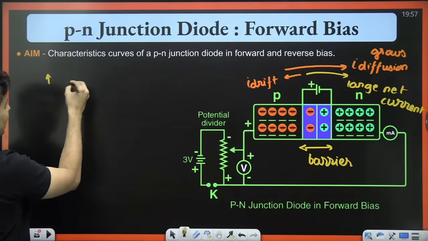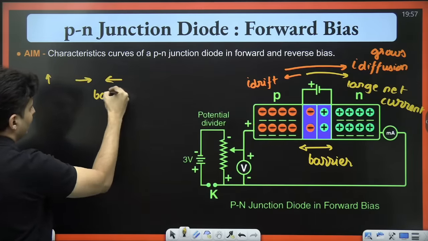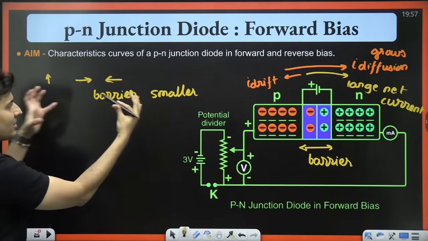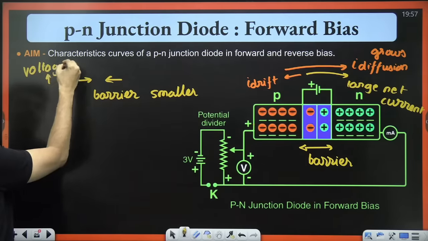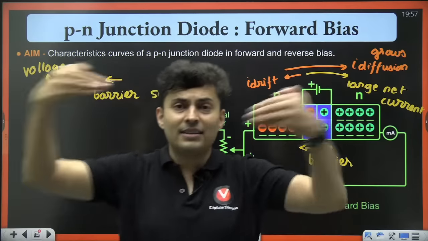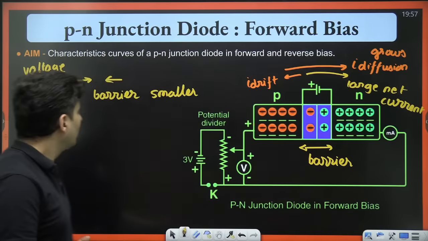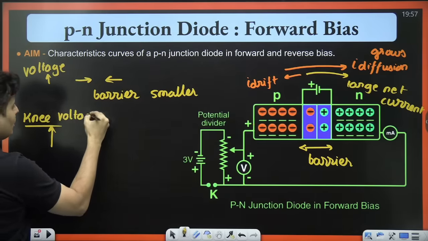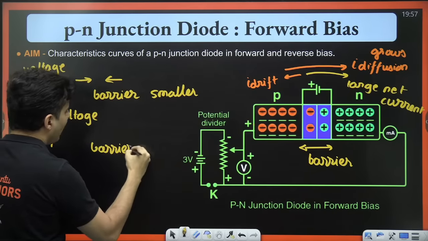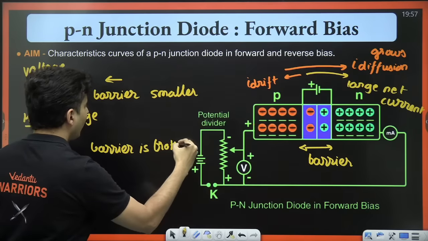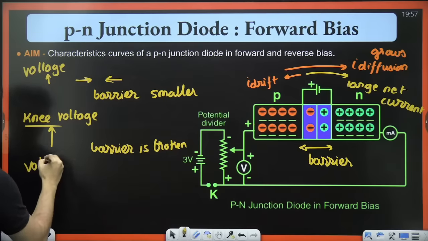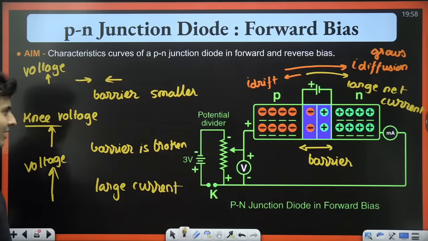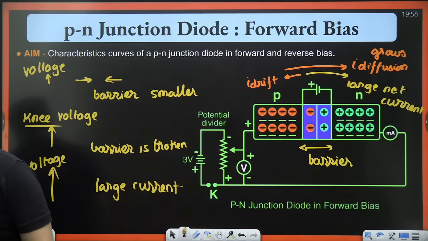So when the voltage is slowly increased, that barrier becomes smaller. The barrier potential becomes smaller and smaller as the voltage is increased. The barrier prevents the flow of the holes and the electrons. So after a certain voltage, often called the knee voltage, the barrier is broken. And then after this, if more voltage is applied, you will get a large current, a good flow of current. This is very, very important. Okay?